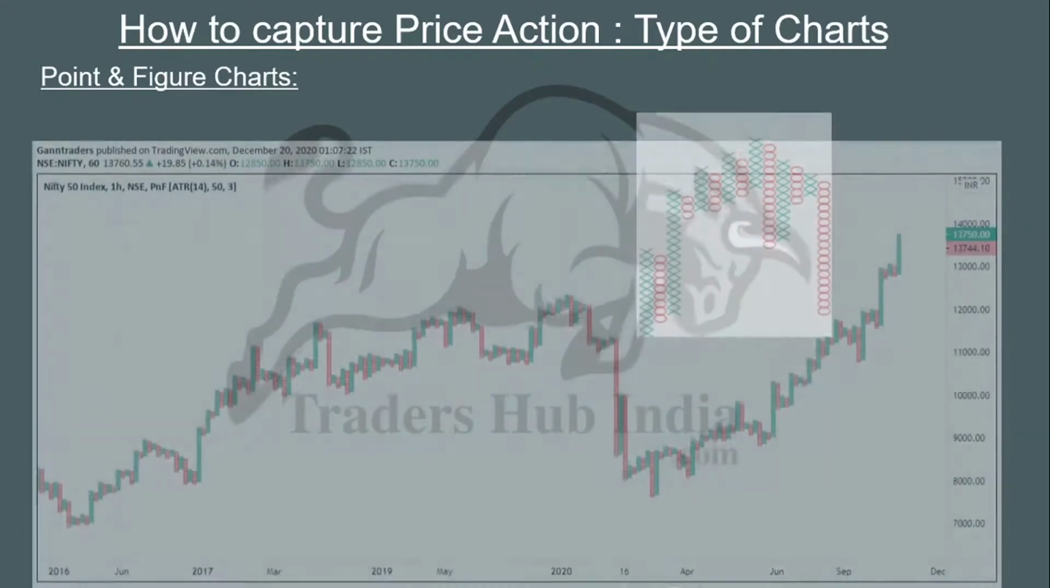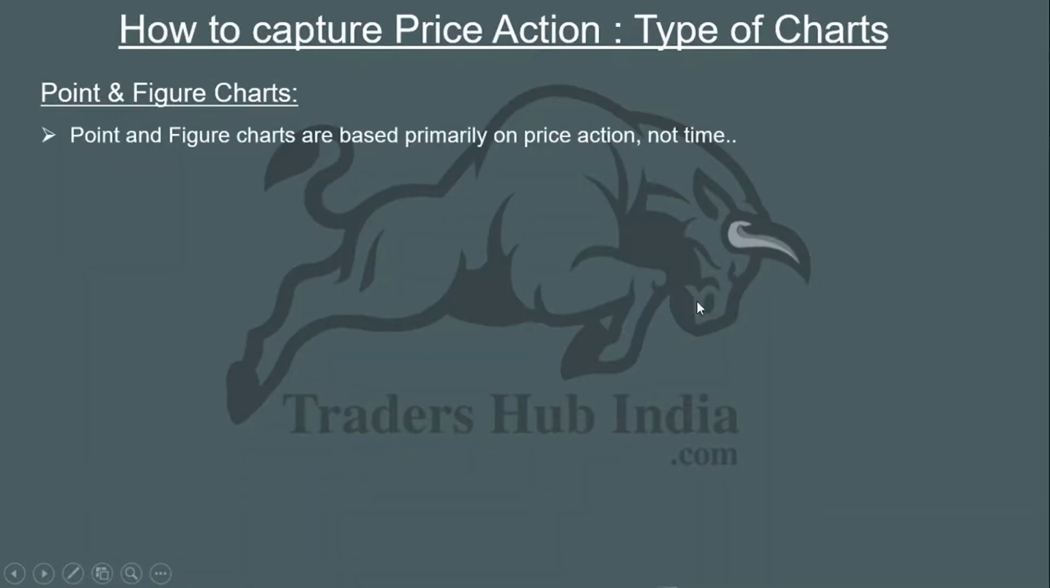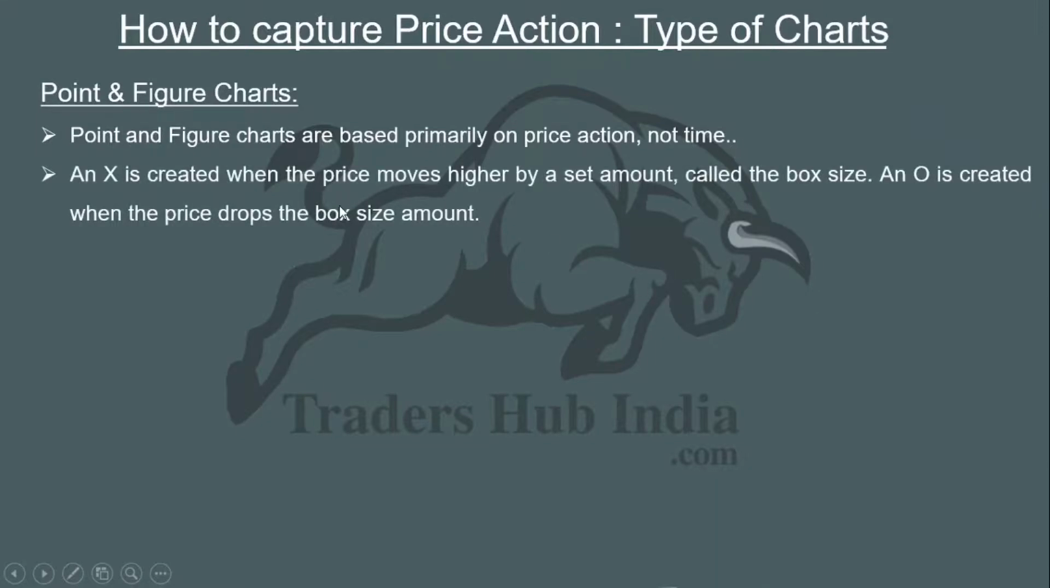Point and figure charts. The picture shows exactly how the point and figure charts look. When the market is going up, it will show with green X or cross. When the market is coming down, it will show with O or circle shape. Point and figure charts are based primarily on price action, not time. A cross or X is created when price moves higher by a set amount called the box size, and an O is created when price drops by the box size amount.